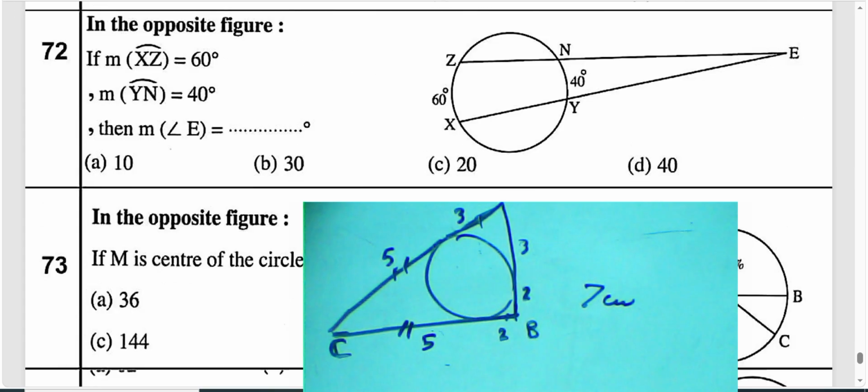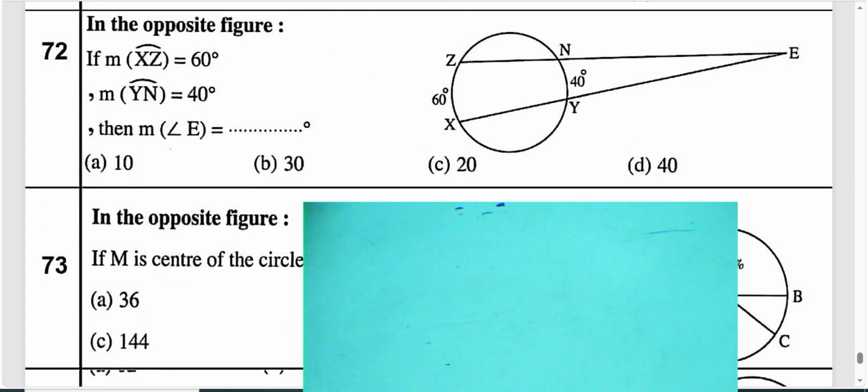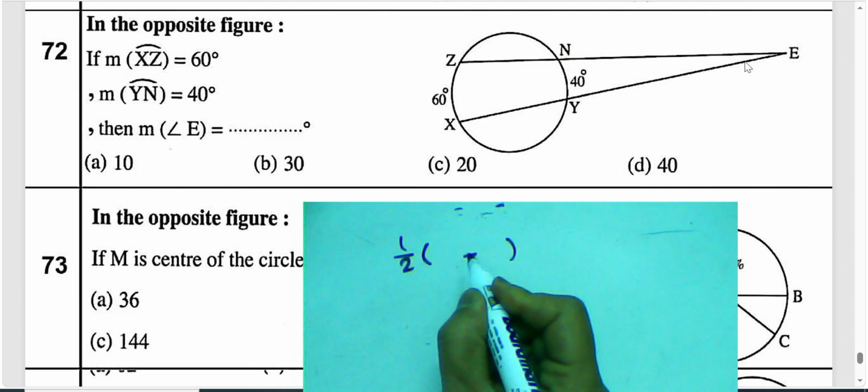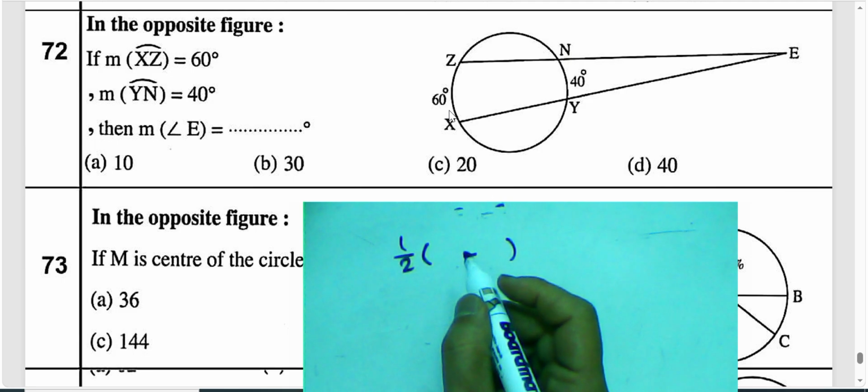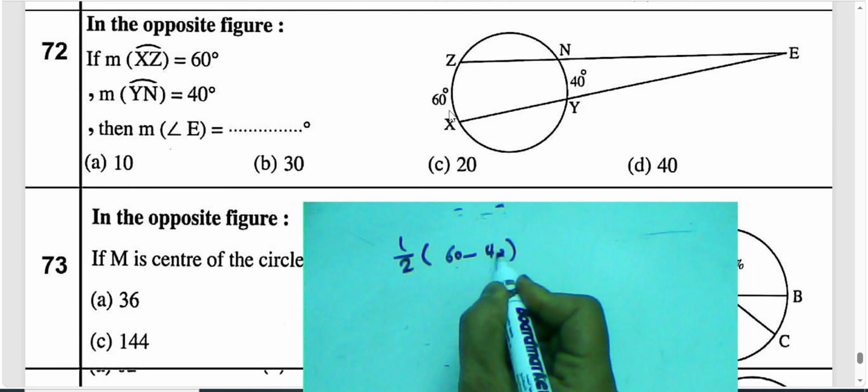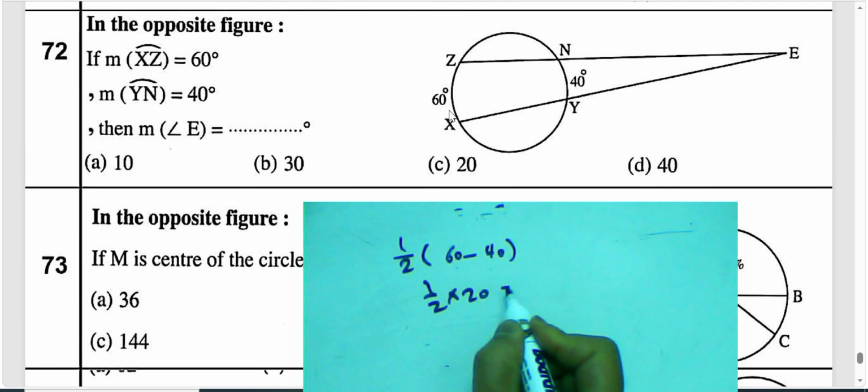Okay. Look at this question. We want to find the measure of angle E. Angle E is half the difference between the opposite arcs. The arcs here are 60 and 40. Half of 20 equals 10 degrees. Next question.